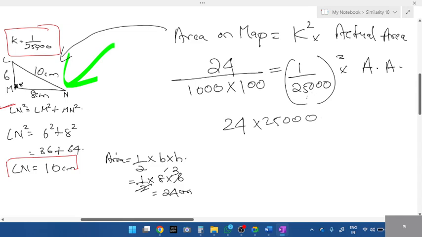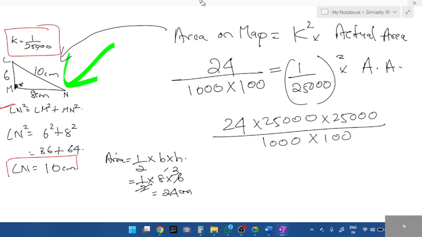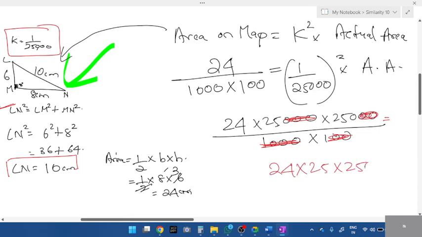And 25,000, how many times should 25,000 be multiplied if it is k square? Twice. 25,000, 100 into 1000 into 100. Remember this because it is area. 3 zeros get cancelled here. 2 zeros get cancelled. So 24 into 25 into 250. And for area, write kilometer square, students. Actual area.